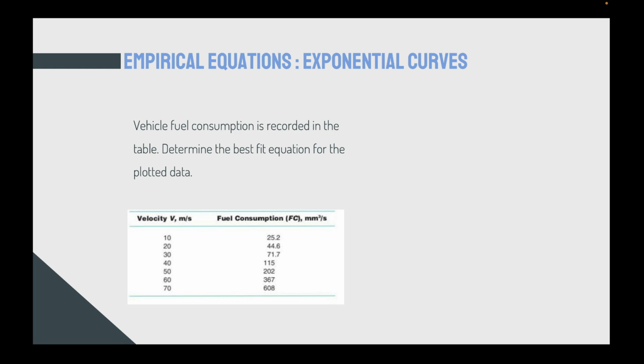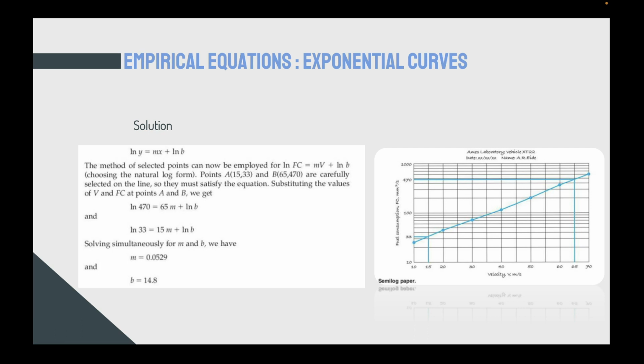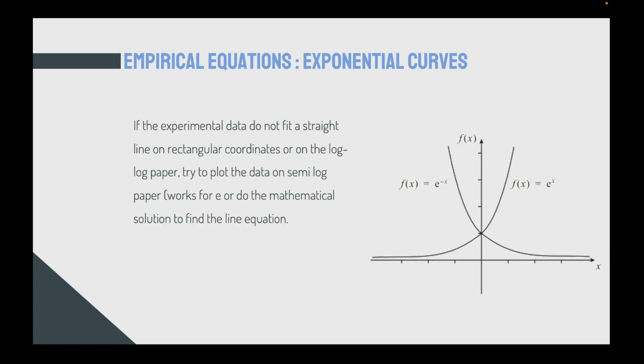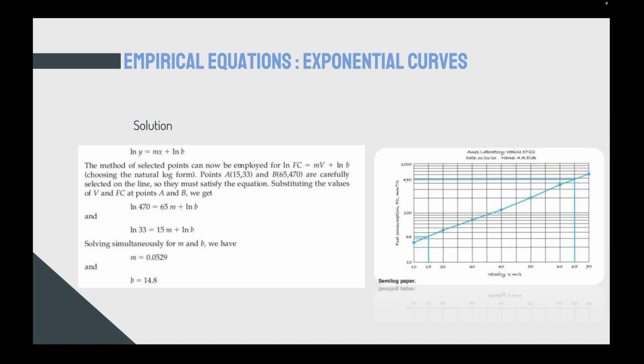Now here we have vehicle fuel consumption recorded in the table. Determine the best fit equation for the plotted data. Velocity V is listed, and fuel consumption in cubic millimeters per second is listed. Now for your solution, you know that if it's an exponential, then f of x would be e to the power of x. But in this case, we're going with the log method. Like if we had a semi-log paper and we plotted the points, we would have a straight line. So that's the right format to use if you're doing things manually.